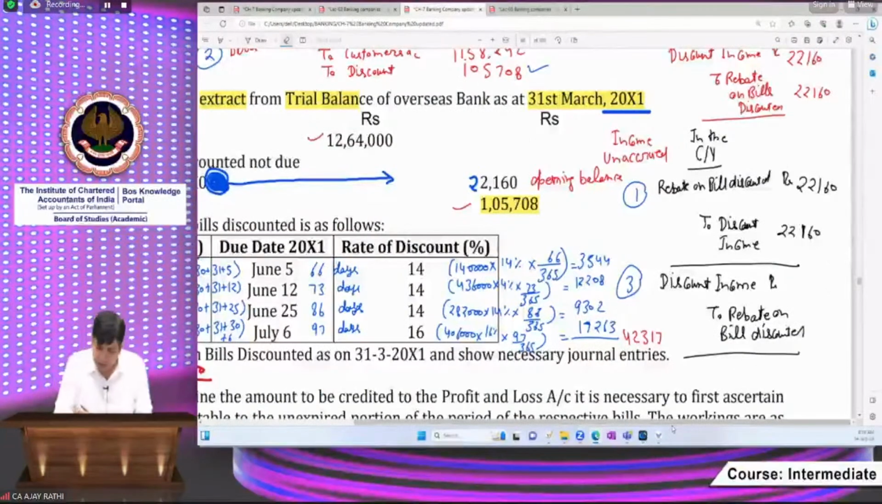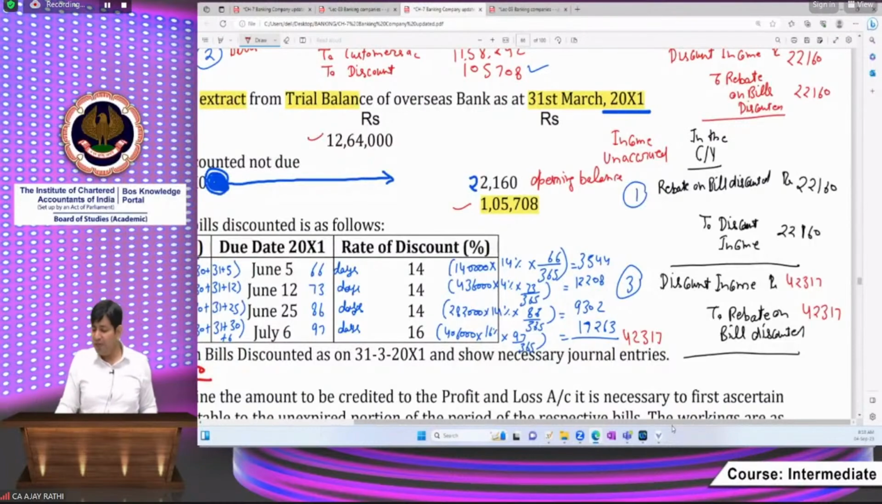Yes, sir. This is the amount. 42,317 is the income part that doesn't belong to the current year. Sir, when the concept is easily understood, how can banking be hard? 42,317. So easy it is.